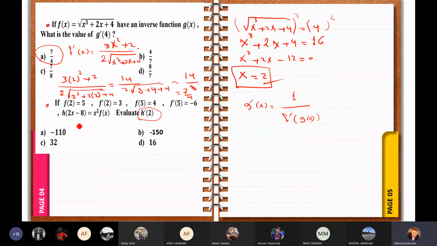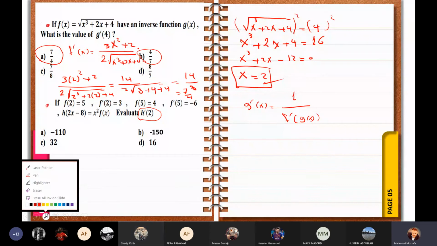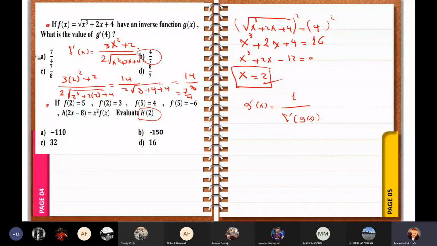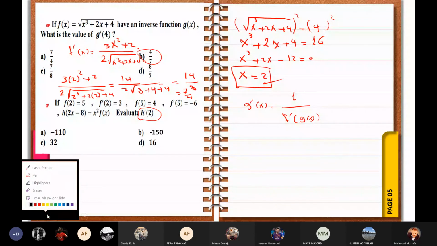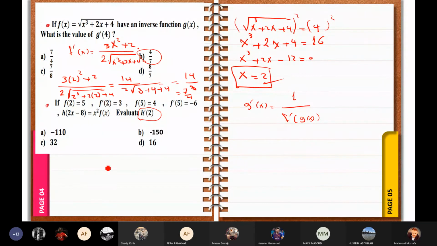H prime of 2. Teacher, excuse me. When we found the answer in the first question, we didn't divide it by 1. So it's 1 over 7 over 4. Ah, sorry. Yes, you are right. So it will be 4 over 7. Excellent, Shadi. Thank you, Shadi.